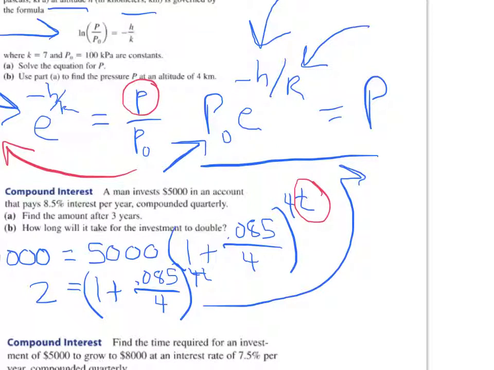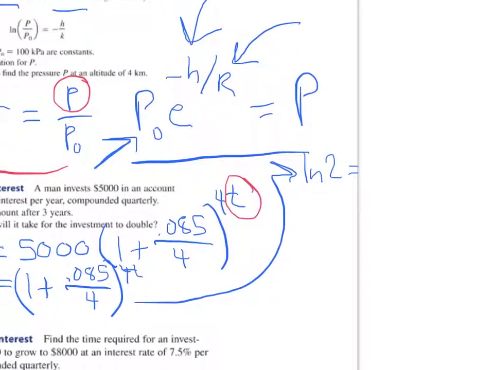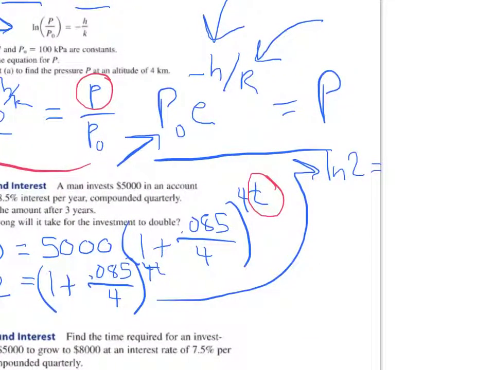So I'm going to end up with the natural logarithm of 2 is equal to, I'm going to have to write it under because I'm sort of out of space. Well, I think I can move it over a little bit. There you go. The natural logarithm of 2 is equal to the natural logarithm of what I have in parentheses, which is 1 plus 0.085 over 4 to the power 4 times t. Now I can use laws of logarithms to simplify the right-hand side.